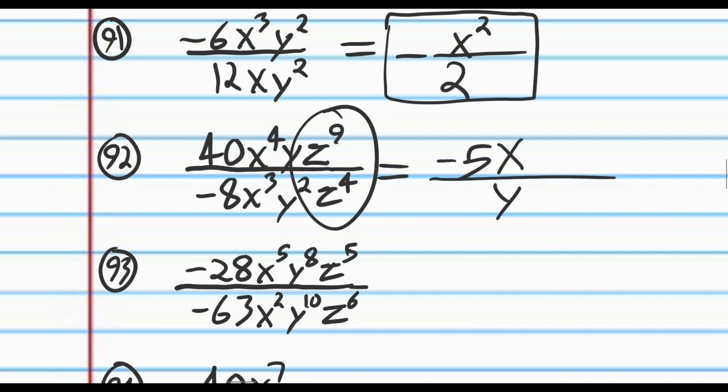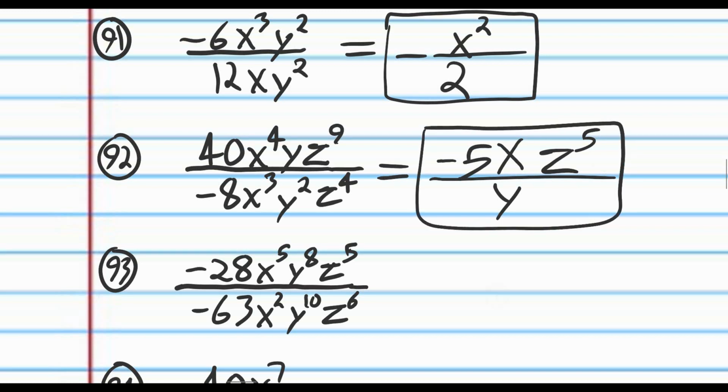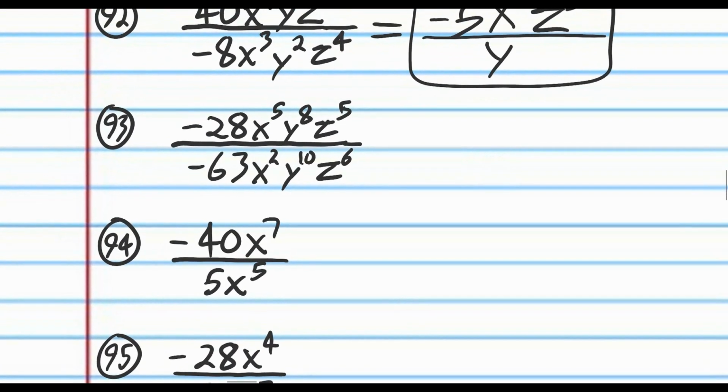And here we have more z's on top than on the bottom, so our z's are going to end up on top. These 4 z's are going to cancel out 4 z's here, so you're going to be left with 5 z's because 9 minus 4 is 5. So again, I know this is a lot for you to remember, but hopefully you're getting the hang of this. All right, we're going to do one more together, and then you're going to start doing some on your own.